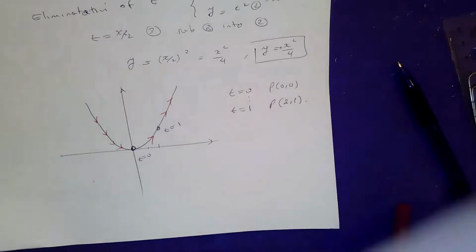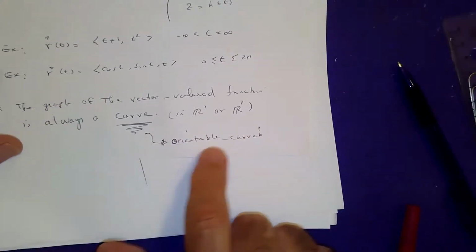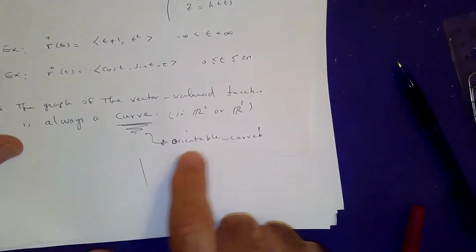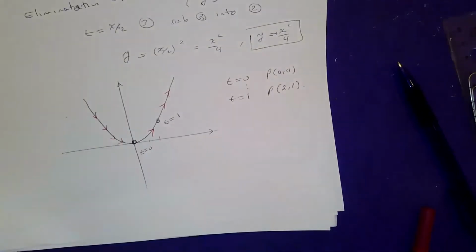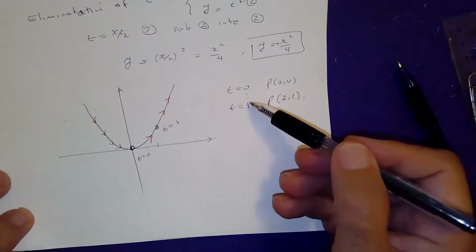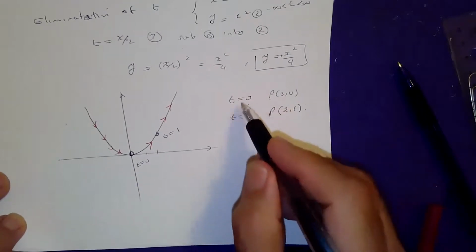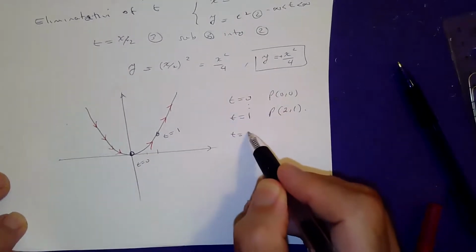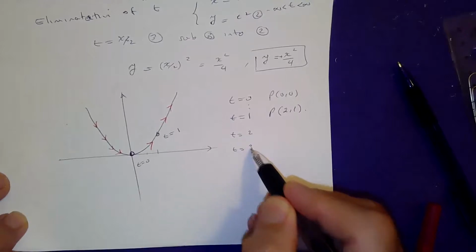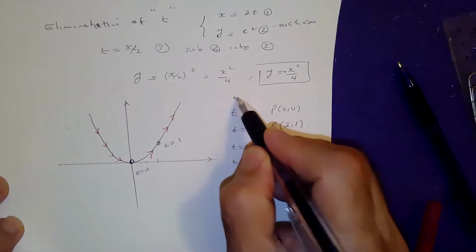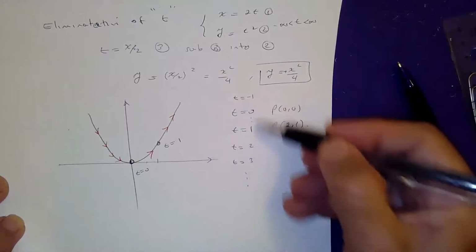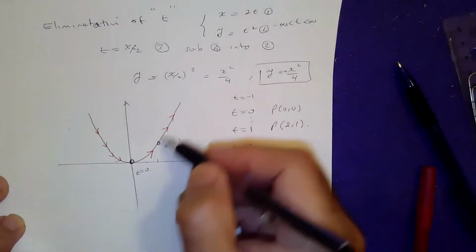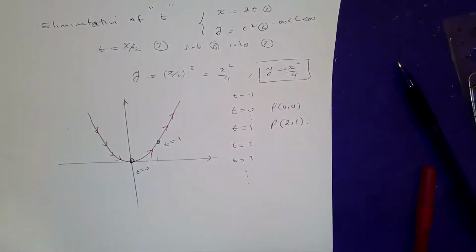Why? Because they are orientable curves. In other words, these curves have direction. Do you see it? Every time you choose a different value for t, in increasing order, like t equal to 2, 3, and so forth, or you can go negative, but make sure they're in order, that will tell you exactly the direction of the curve. Do you all see it?